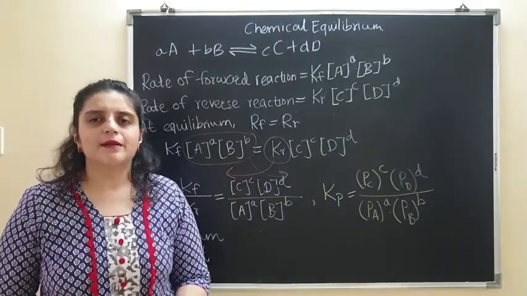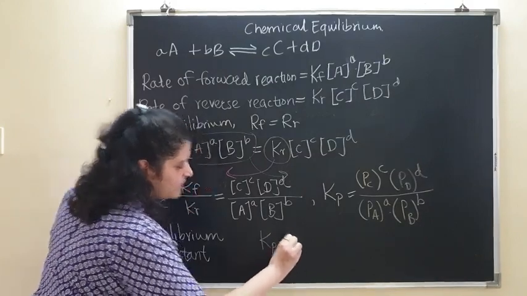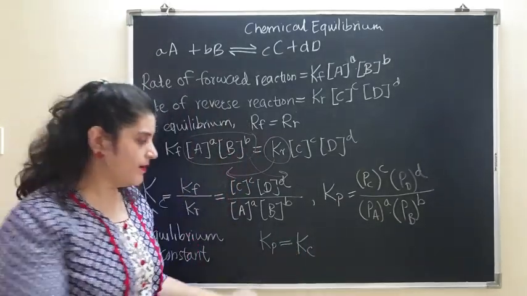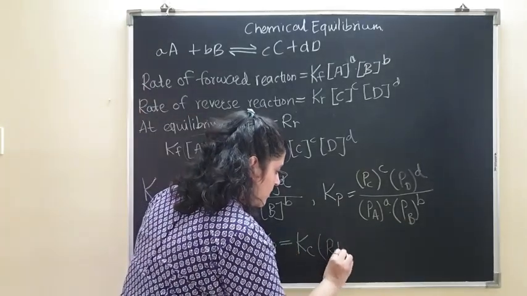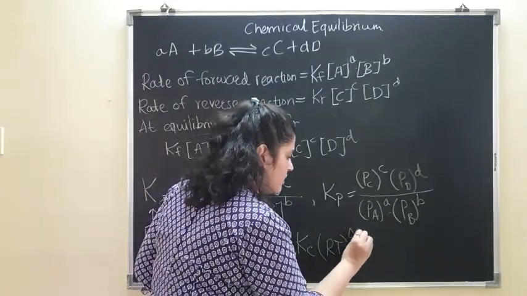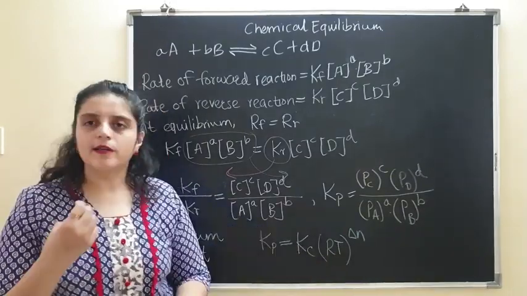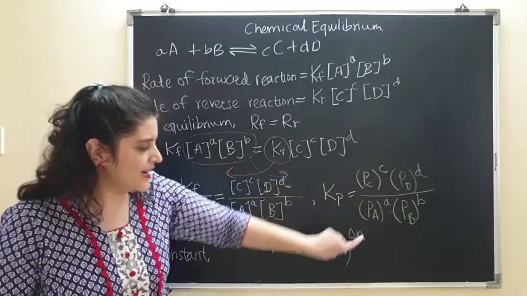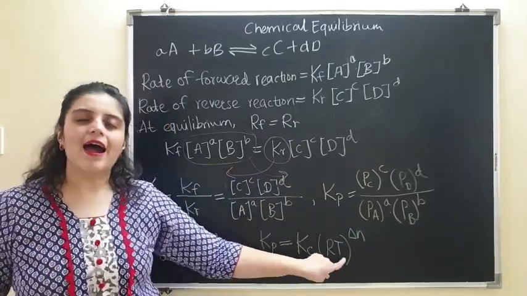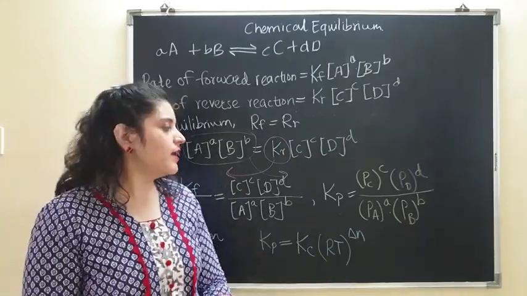Now there is a relationship between Kp and Kc, where Kp is equal to Kc (RT) raised to delta n. It is very important to put this bracket. If you do not put this bracket, उसका मतलब होगा ये जो delta n है वो सिर्फ T के लिए, but ऐसा नहीं है. ये जो delta n है वो R और T दोनों के लिए है. So that is the reason we must put the bracket over here.